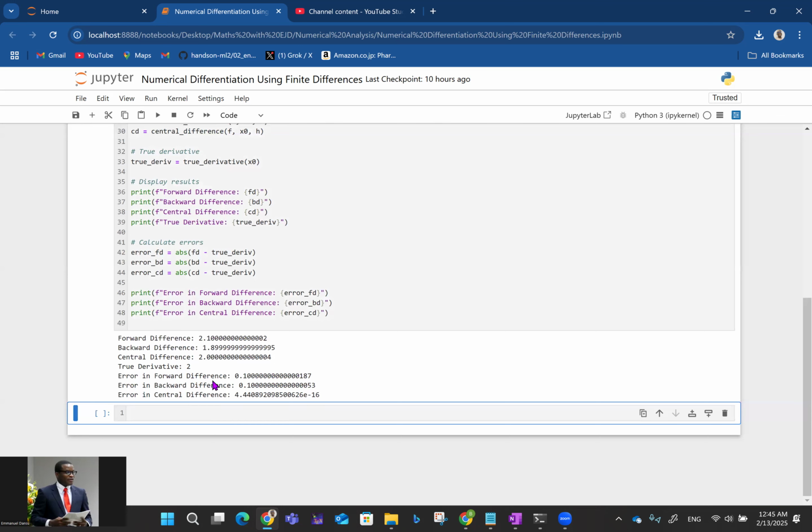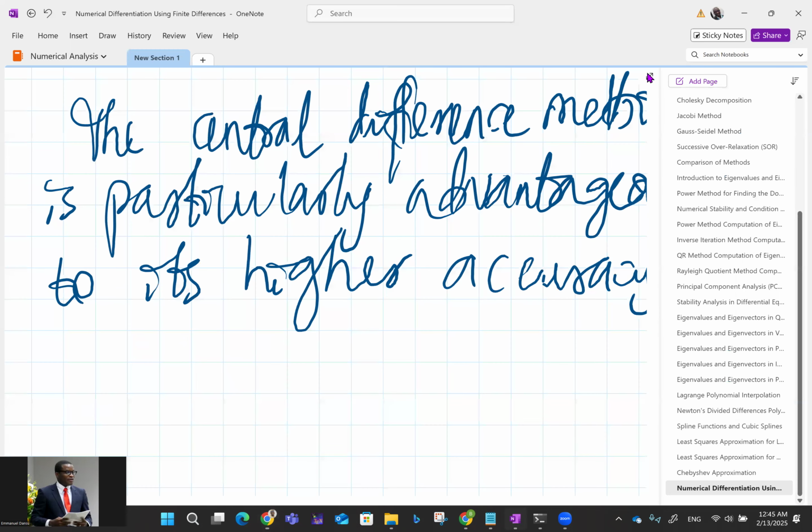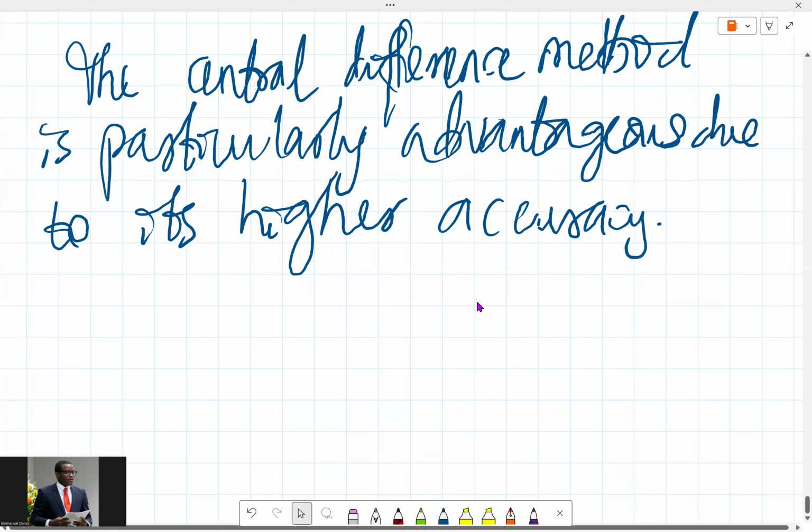So the biggest error is from the backward difference. If you look at these values, I mean, it's from forward difference. The smallest error is from central difference, just like you saw already. So that's how all of that goes. And that is the idea of numerical differentiation with forward difference.